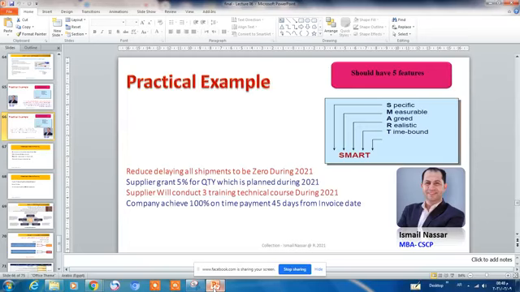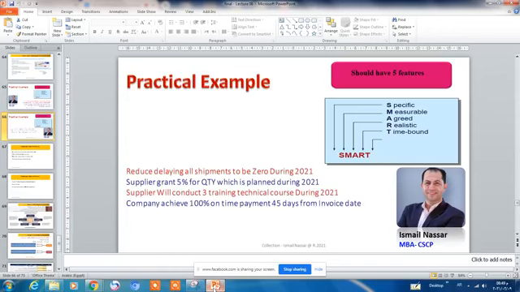Also, the supplier grants 5% on the quantity which is planned during 2021. So here the supplier accepts and promises that you are planning to place an order every month, for example, of a specific quantity. It's agreed between you and your supplier that if you commit to place your order with these quantities during this time in each month, the supplier will grant you a 5% discount. So this is also a smart goal.